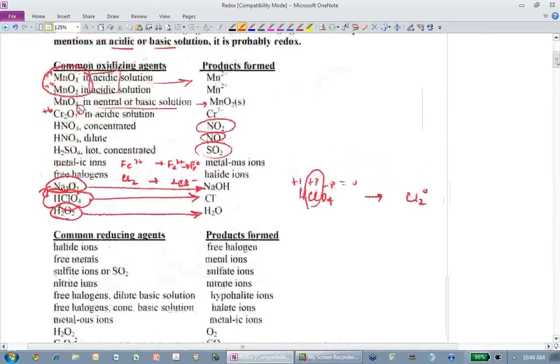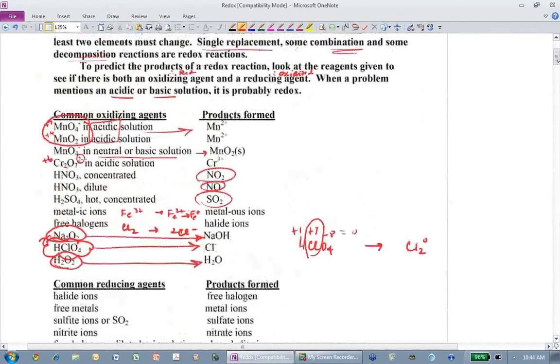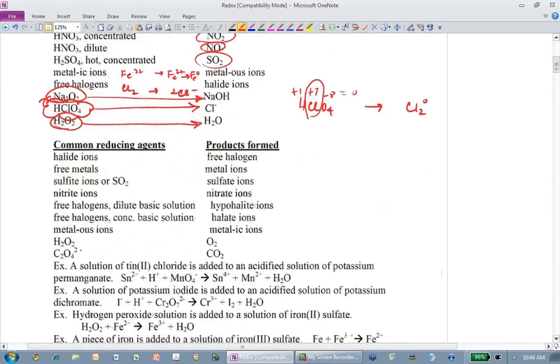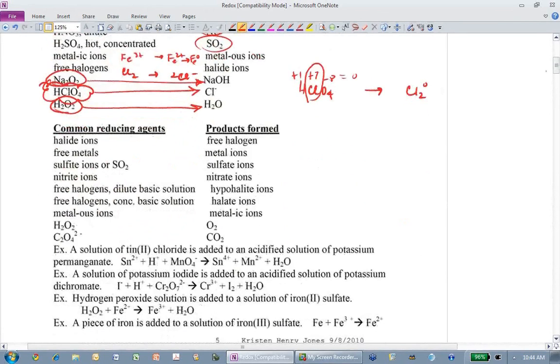More rules. What I would do if I were you while you're practicing these is print this one page and keep it handy and reference it over and over and over again until you finally use it enough that you memorize it as self-defense. Now, this is just going backwards. Halide ions go to halogens. Free metals will go to their ions. Sulfite ions, or SO2, will make sulfate ions.